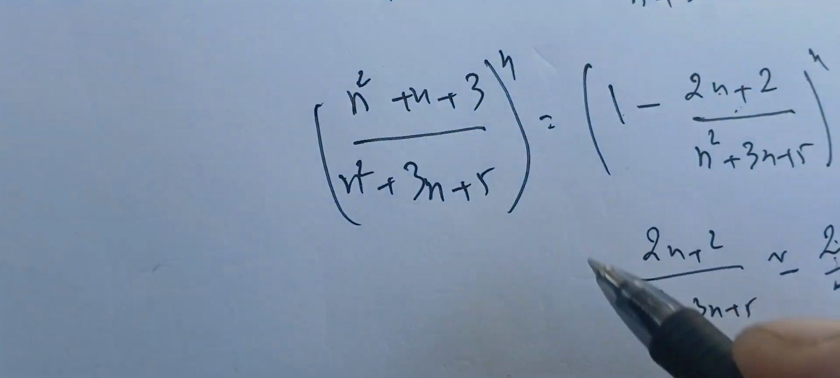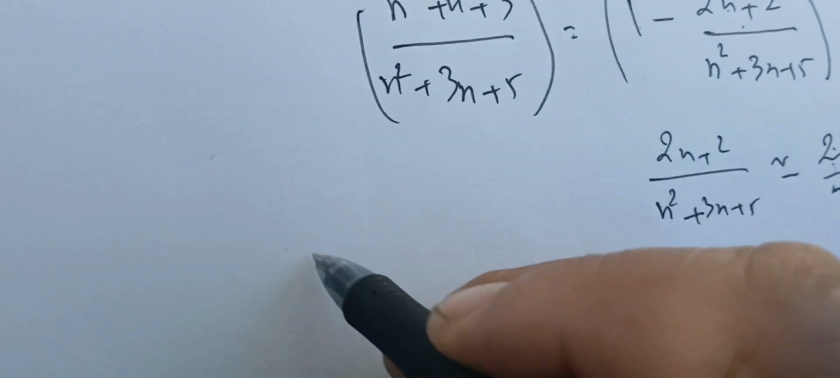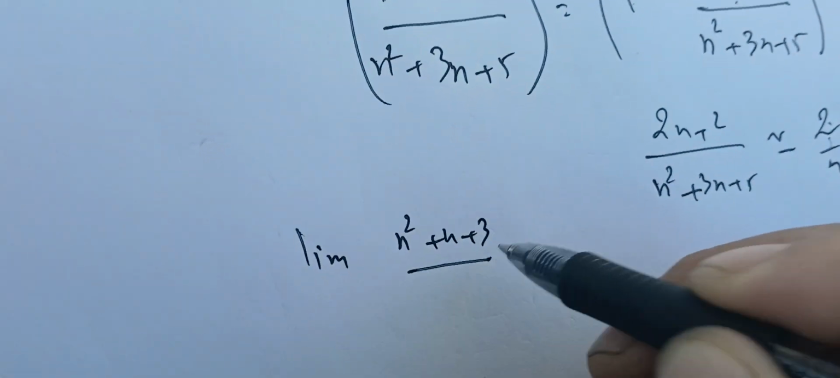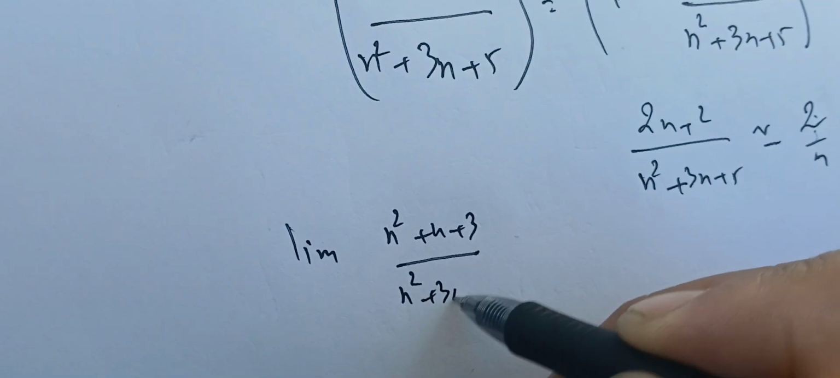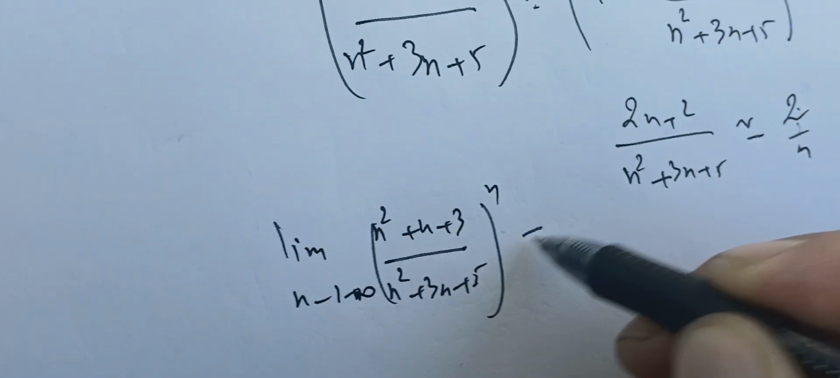So here we have this limit. Now we see the problem: n squared plus n plus 3 over n squared plus 3n plus 5 to the power n, as n goes to infinity, is the same.